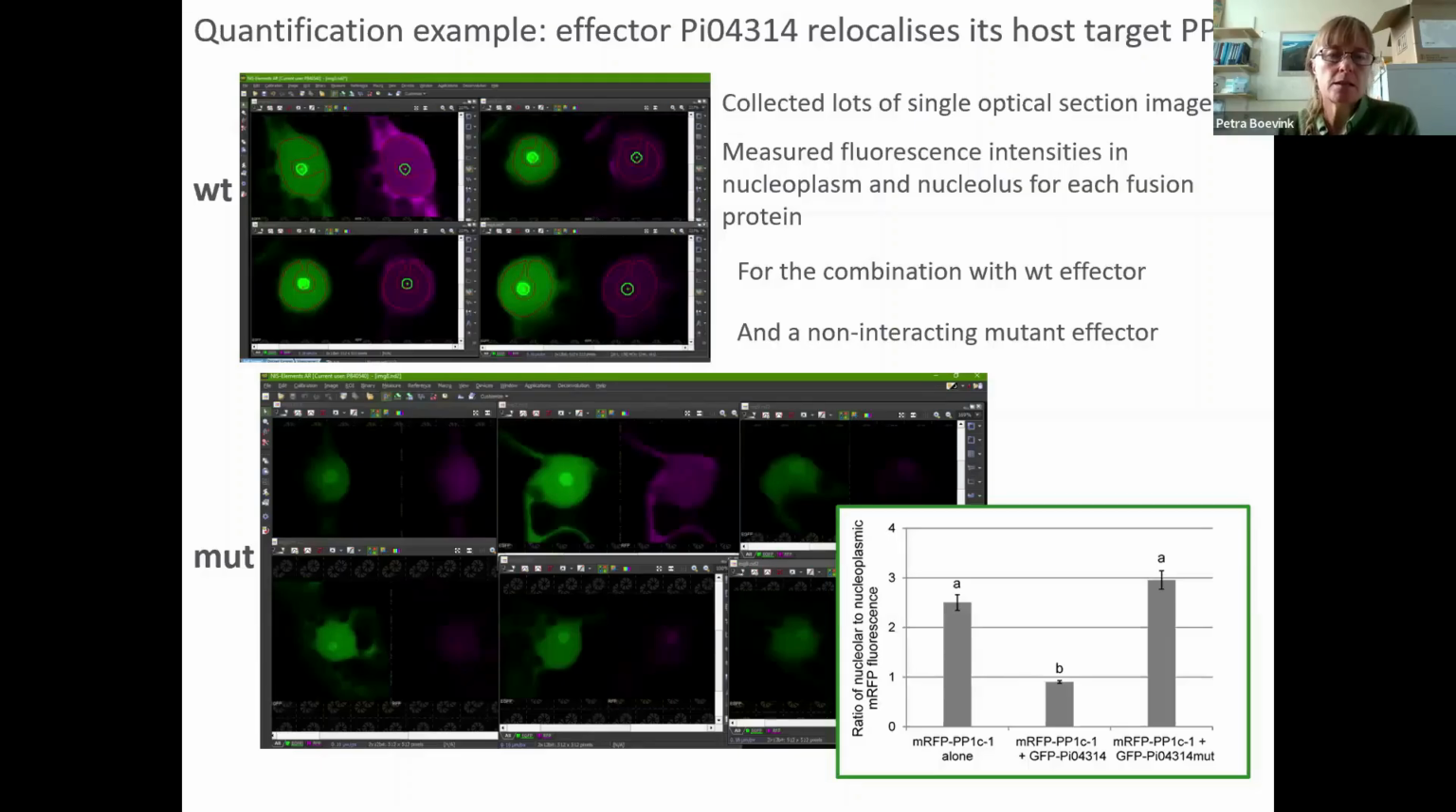From these single optical slice images, some of them were nice enough to actually be used for presentation purposes. But this isn't always the case. And it might be that you need to collect specific images of the same samples you're using for quantification to make them a little bit nicer, so that it's going to be a clearer image in your publication.